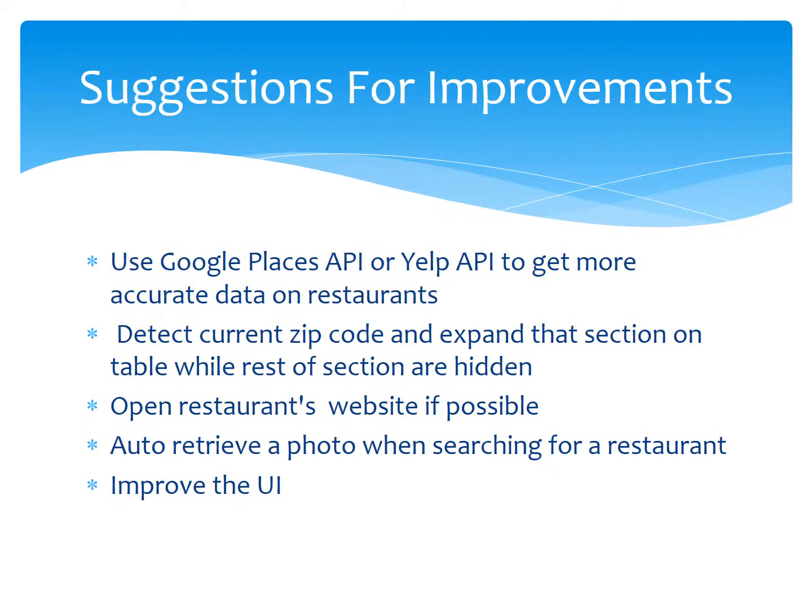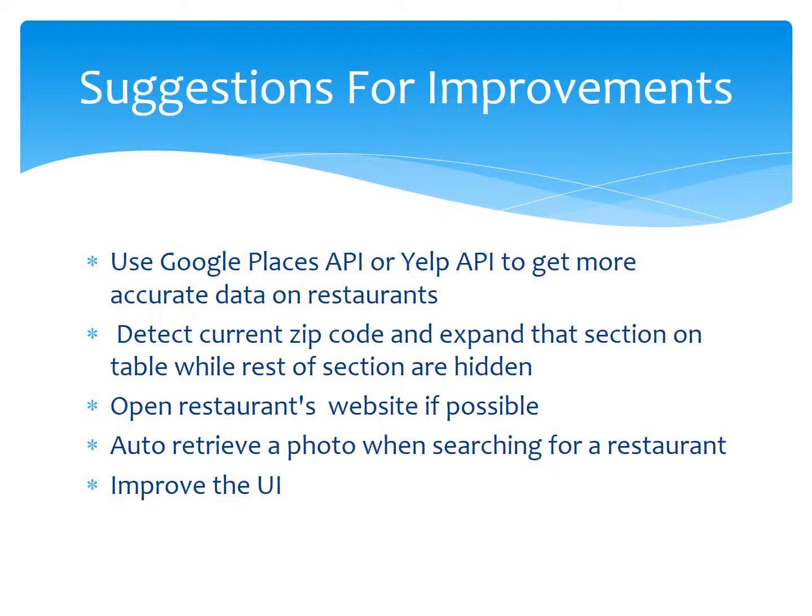So, extra suggestions for improvement. The first thing is to use the Google Places API or Yelp API. The reason is that you get more accurate data back than the MK local search. You get stuff like the menu, photos, reviews, stuff like that that can add a lot to the application.